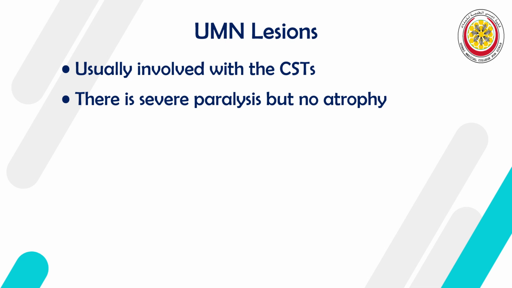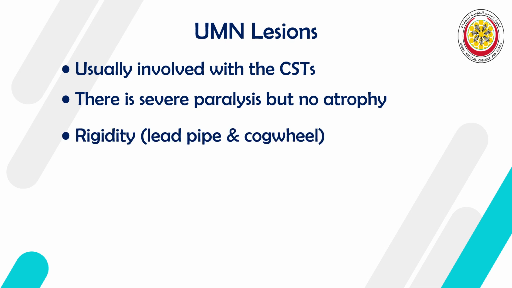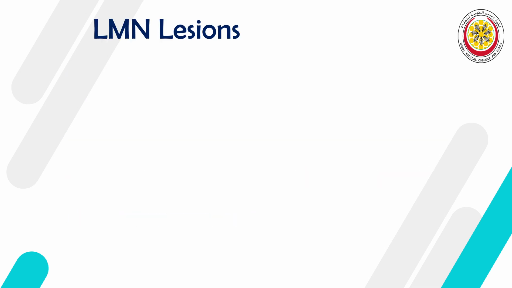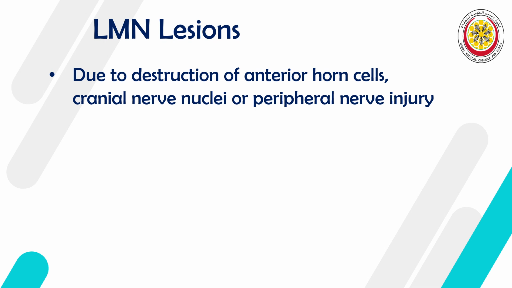Severe paralysis but no atrophy, because, as I already mentioned, the trophogenic hormones produced by the lower motor neurons are still there. There is rigidity in upper motor neuron lesions, but sometimes cogwheel when there is tremors. And then we have exaggerated deep muscle reflexes, hyperreflexia, and then we could have some involuntary movement.